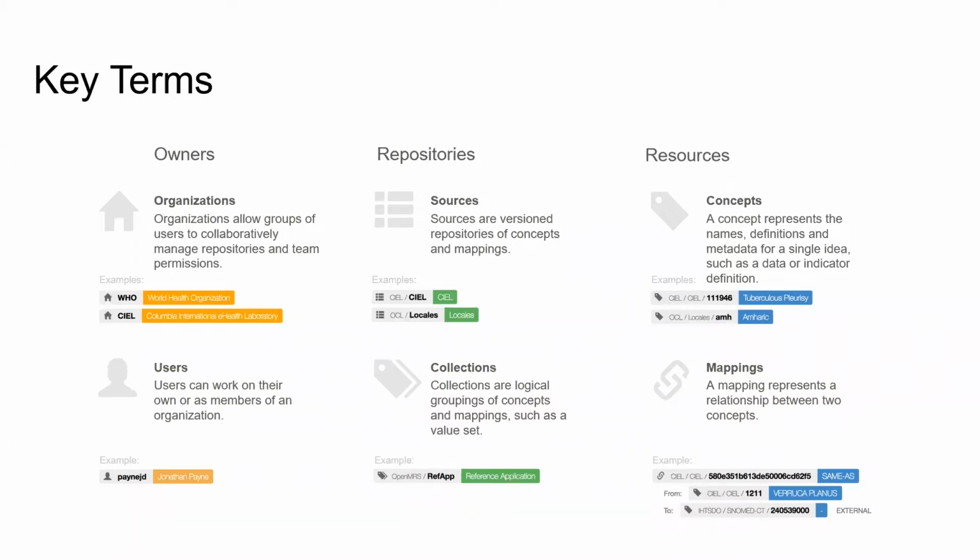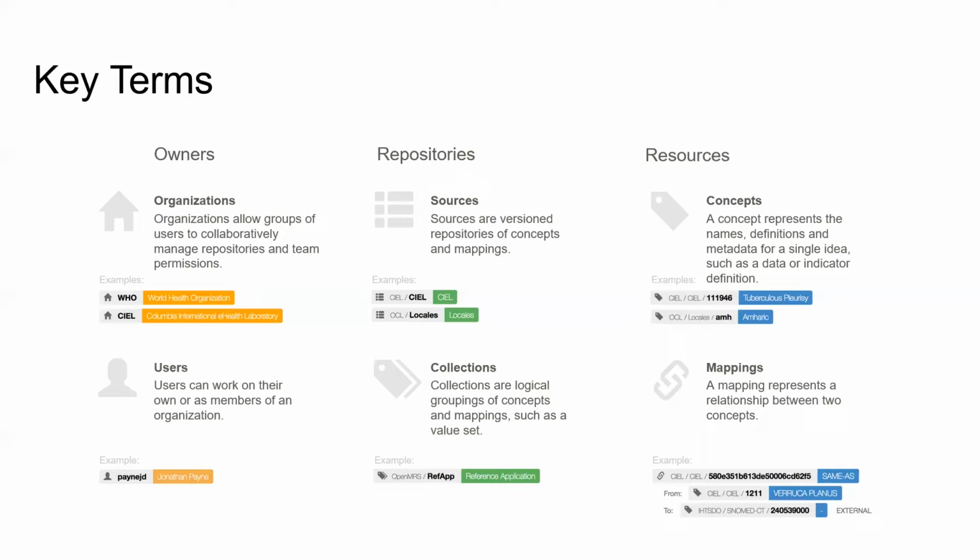First, let's go through some key terms in OCL. OCL has owners who own terminology content. Organizations are groups of users that can collaboratively manage repositories and team permissions, while users can create work on their own or they can create content within an organization. Terminology content in OCL is created in repositories. Repositories include sources and collections. Sources are version repositories of concepts and mappings, whereas collections are groupings of concepts and mappings, such as in a value set. We'll go over more in repositories later.